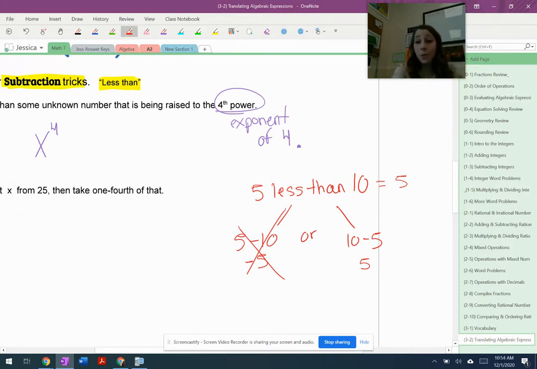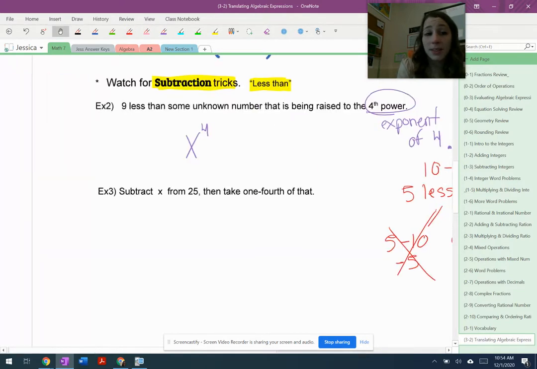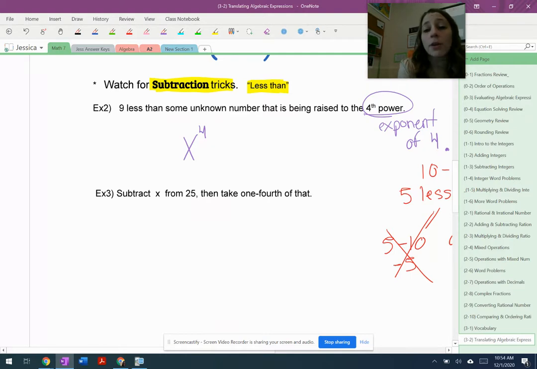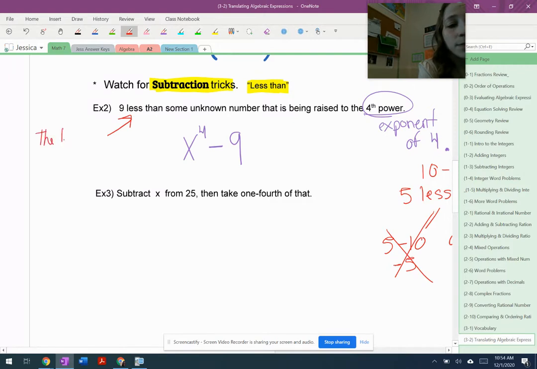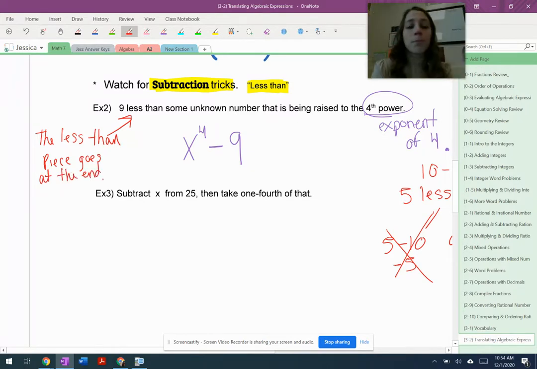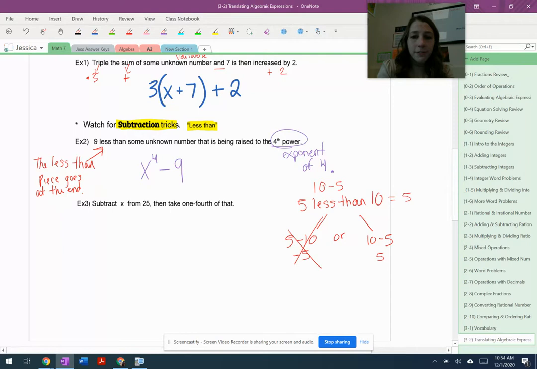So, moral of the story here is when that less than comes first, when it says 5 less than 10, that translates to 10 minus 5. That less than piece has to come at the end. So when it says 9 less than some unknown number, that's going to turn into x to the 4th minus 9. That less than piece goes at the end. Boom.